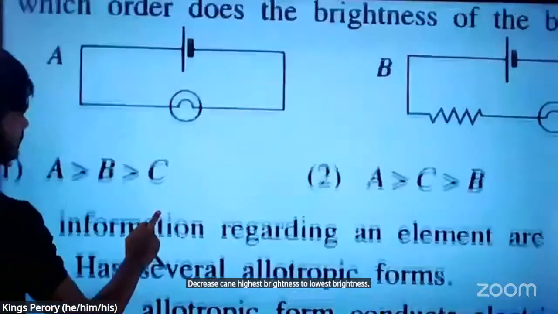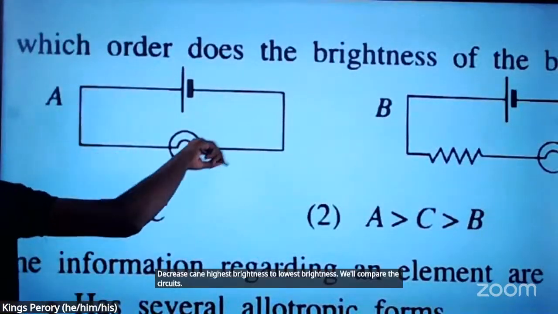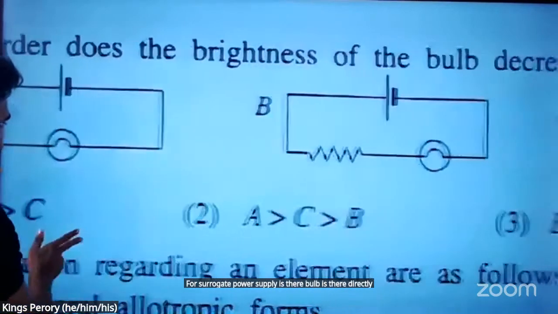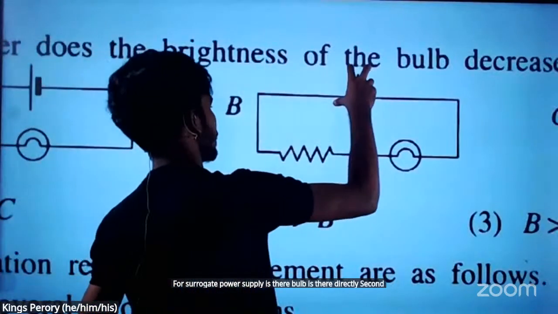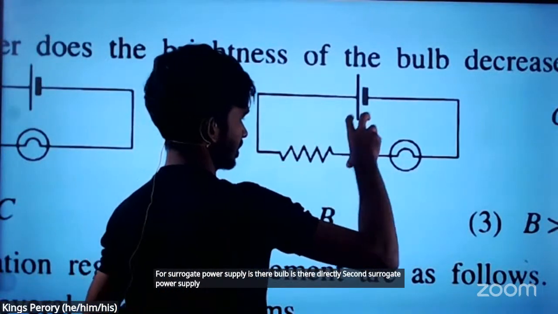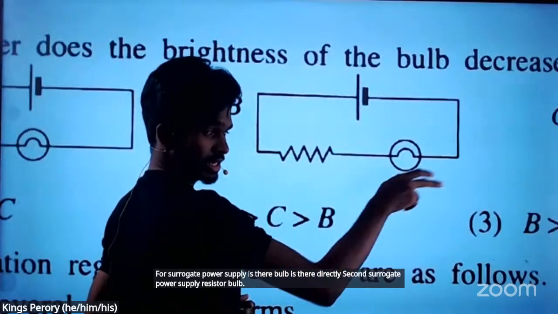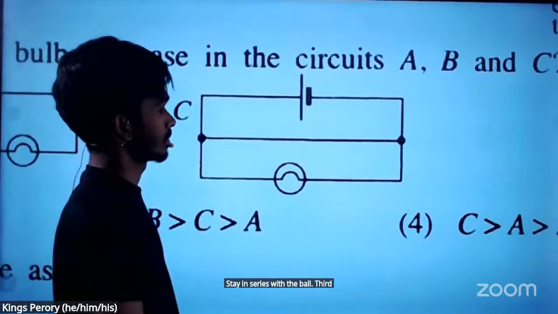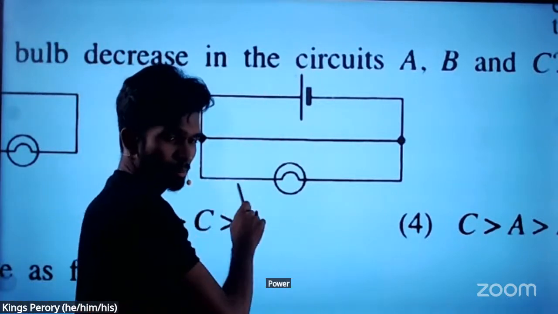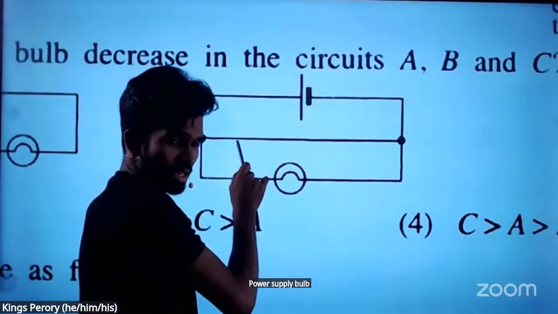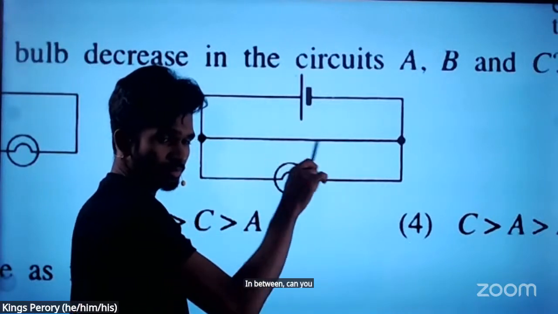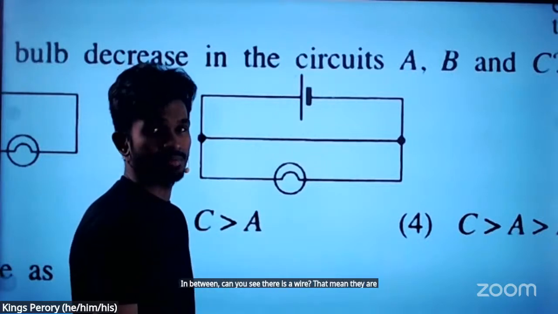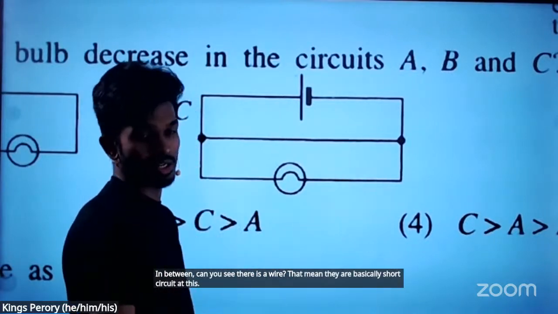We'll compare the circuits. In the first circuit, the power supply is there and the bulb is directly connected. Second circuit: power supply, resistor, and bulb, with the resistor in series with the bulb. Third connection: power supply and bulb. In between, can you see there is a wire? That means the bulb is basically short circuited.